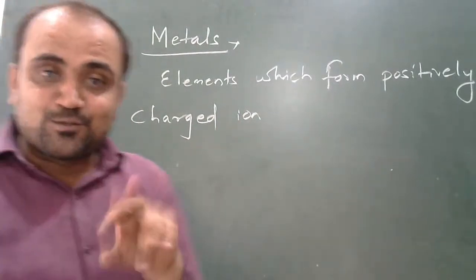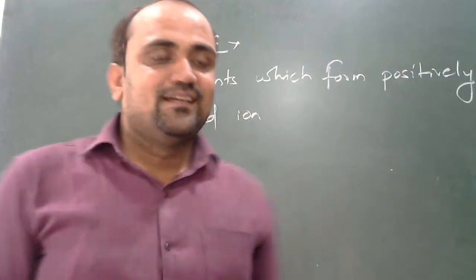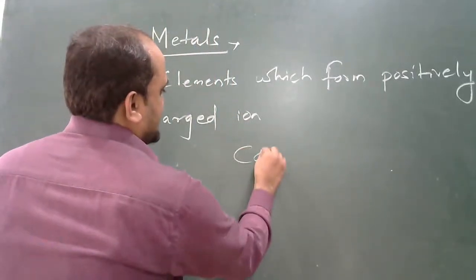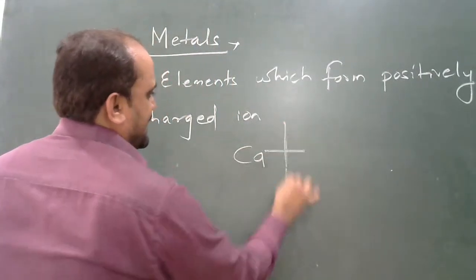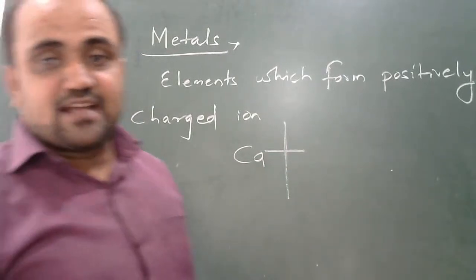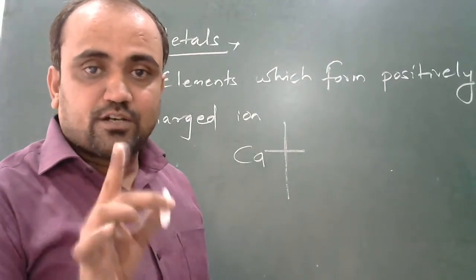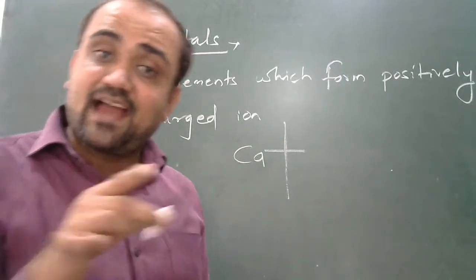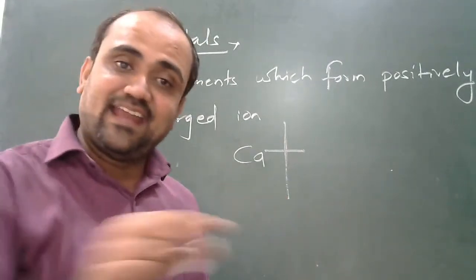So ions, there are two types. Yesterday we said, a positively charged ion is a cation. Cation, positive charge. And a negatively charged ion is an anion. Anion.